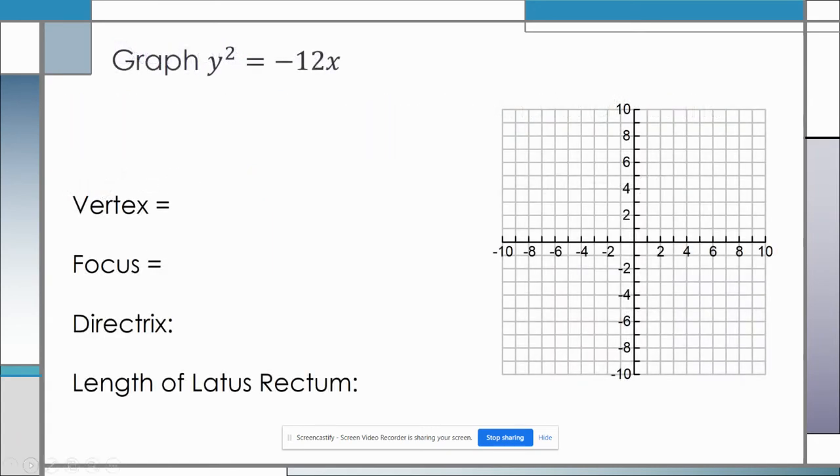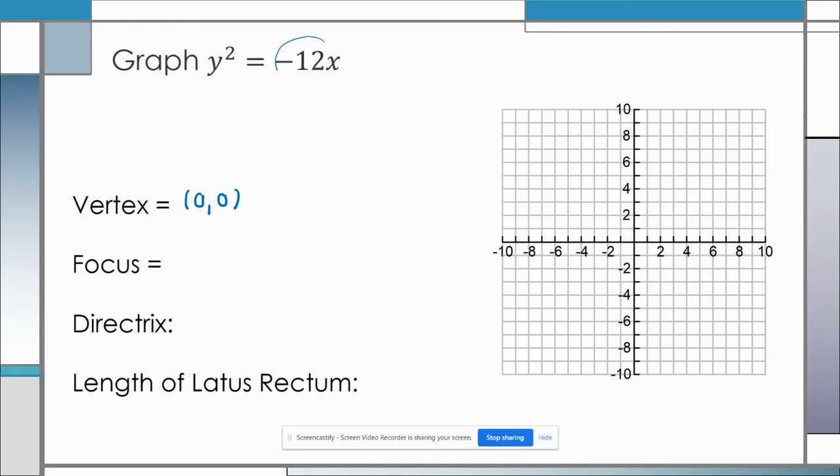Let's take that information now and let's go ahead and start graphing. So if I want to graph y squared equals negative 12x, because there are no numbers in parentheses with the x or the y, that tells us that (0, 0) is the vertex. I need to figure out what my focus and directrix are.